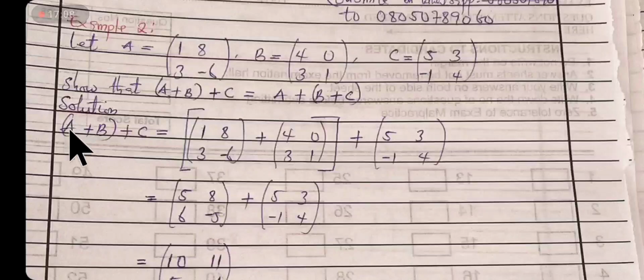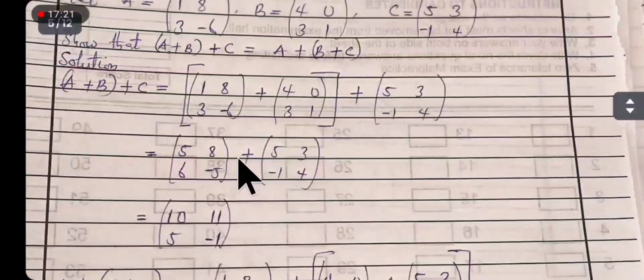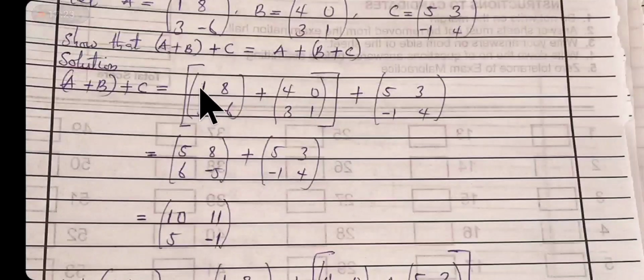So A plus B, all in bracket, plus C is equal to matrix A plus matrix B, all of them in bracket, then plus matrix C. So we are going to be adding them. Of course, you discover that 1 plus 4 is 5. 8 plus 0 is 8. Then 3 plus 3 is 6. Minus 6 plus 1 is minus 5. So this one gives us this, then plus this is our C, which we brought down here. Then we add this to this again.